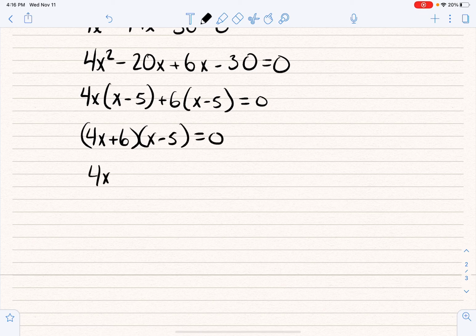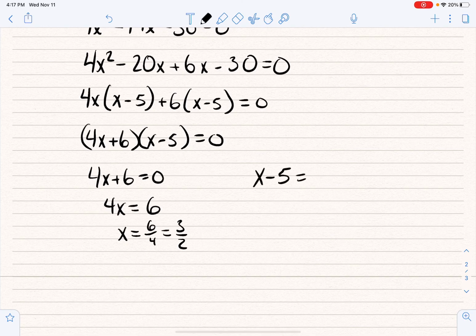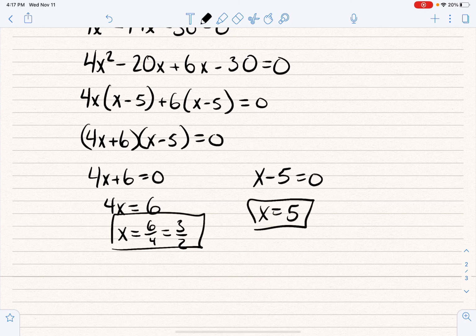So then I have 4x plus 6 equals 0, which would be 4x is equal to 6, or x is equal to 6/4 or 3/2. The next one, you get x minus 5 is equal to 0, so therefore x is 5. Okay, hopefully you got those two values.